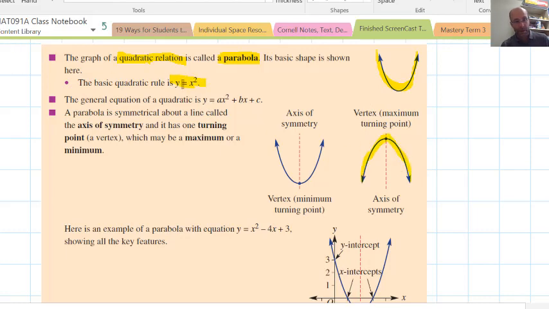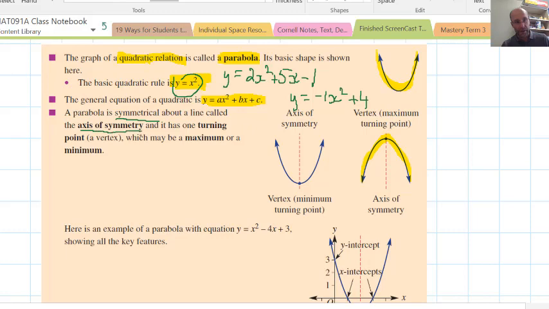There are two major shapes. The most basic one is called y equals x squared, but sometimes they can take this form here: y equals ax squared plus bx plus c. An example of that might be y equals 2x squared plus 5x minus 1. So that's an example of a quadratic, but this is your most basic one. The one we just saw before was y equals negative 1x squared plus 4. They're all quadratics.